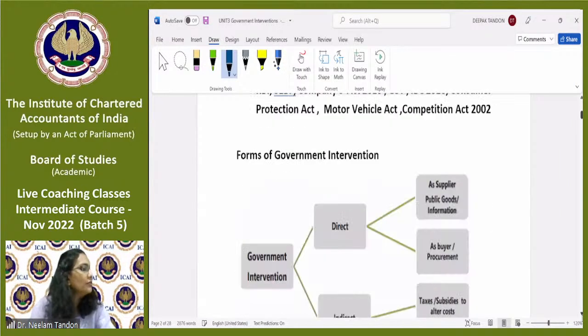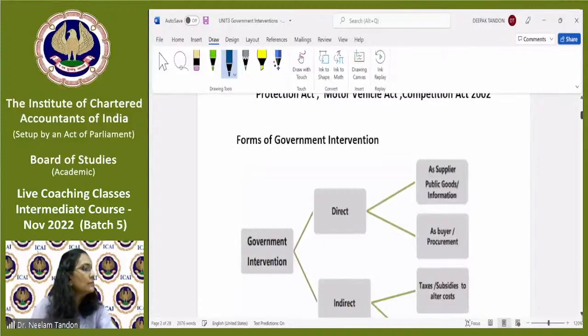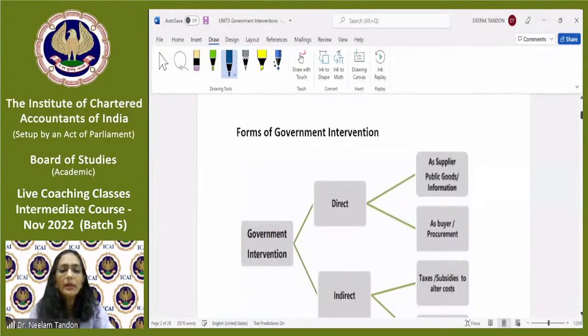Okay, what are the different forms of government intervention? Absolutely, Harsh. Absolutely, and it's really sad. It's very sad. But government paisa deti hai iske liye bahut sara, and still people are not bothered about. So it's really sad. Anyways, so government intervention kaise hota hai?